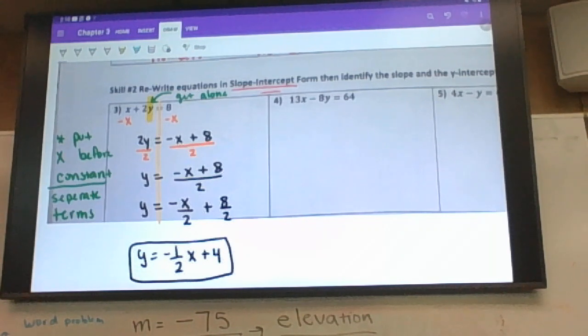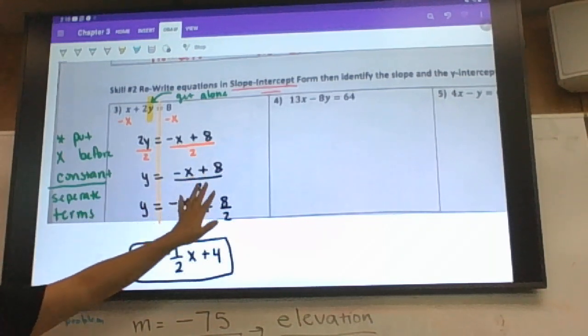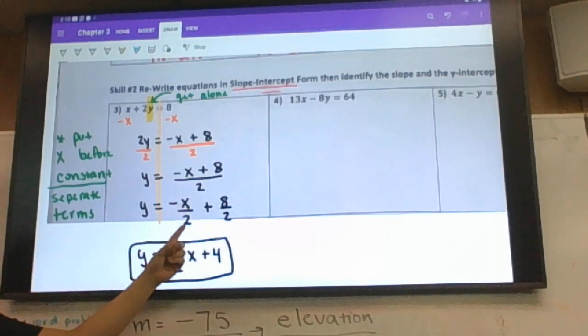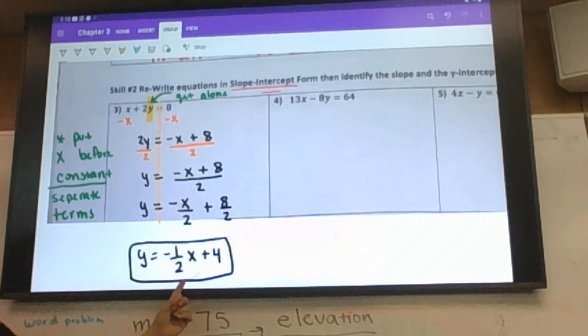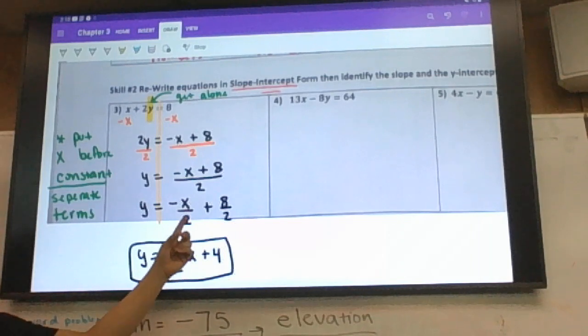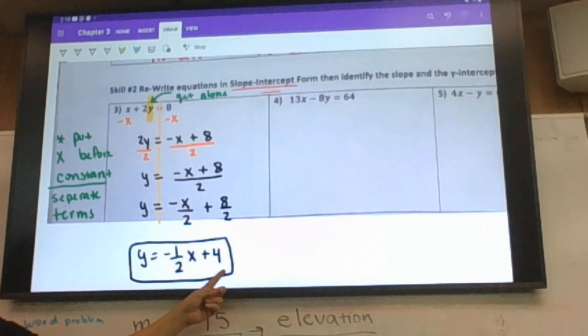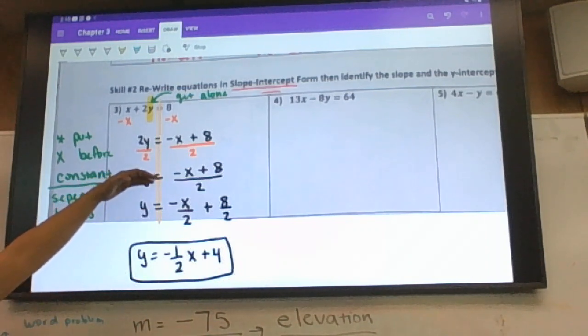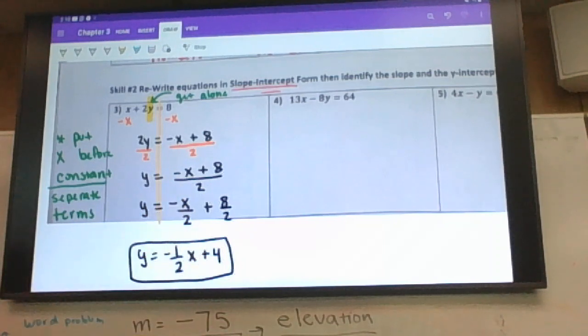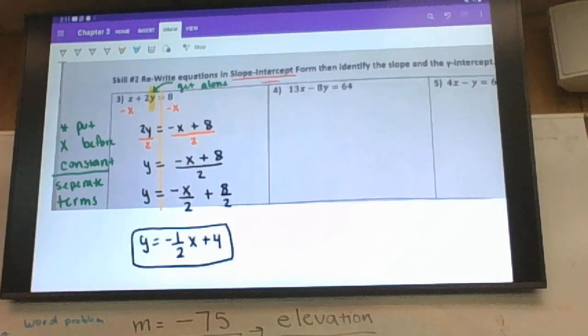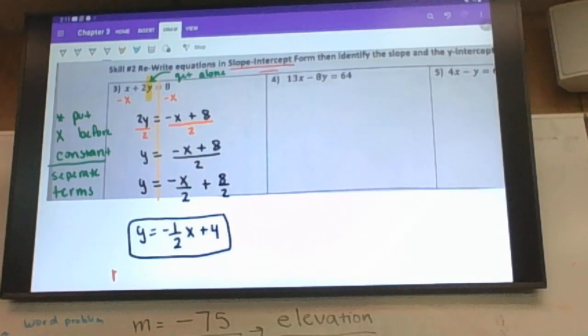So look what I did. I've separated into 2 fractions. Negative x over 2 is the same as negative 1/2 x. Those are equivalent. And 8 over 2 is 4. So getting this far is really good. Separating and simplifying, that's finalizing it. The slope intercept form. You got a test on this? So our slope is negative 1/2, and our b value is 4.